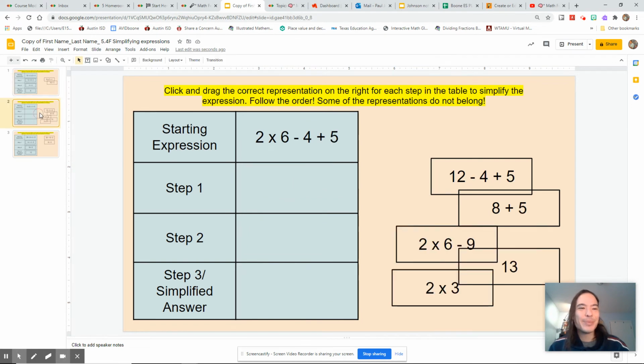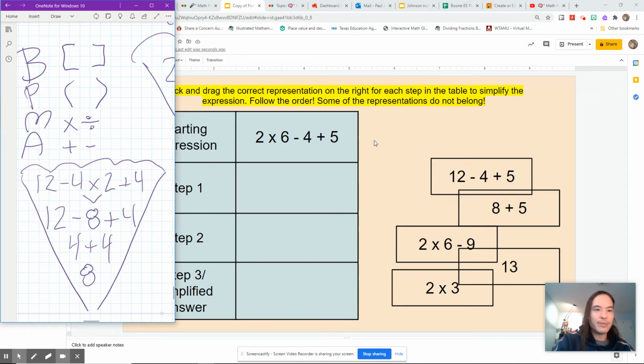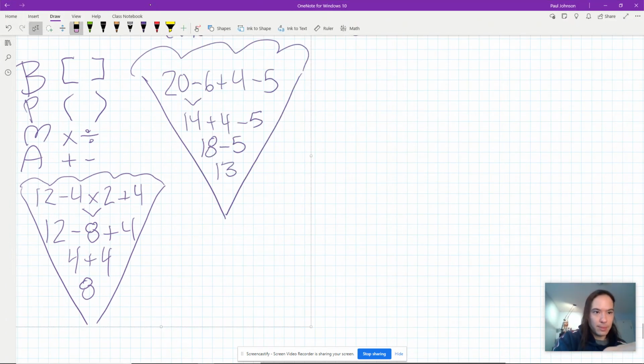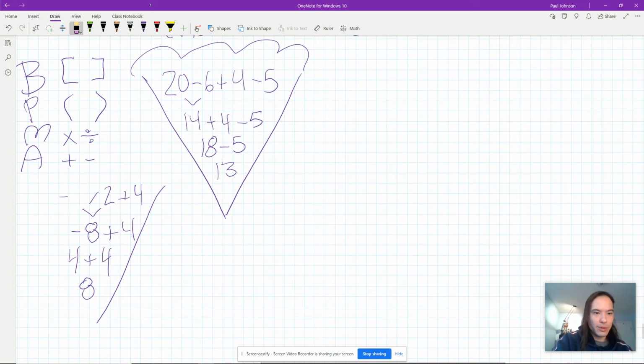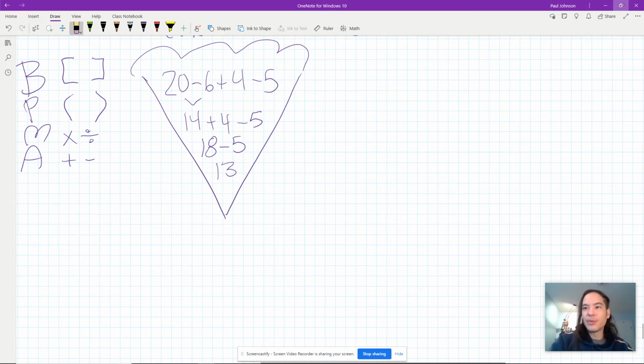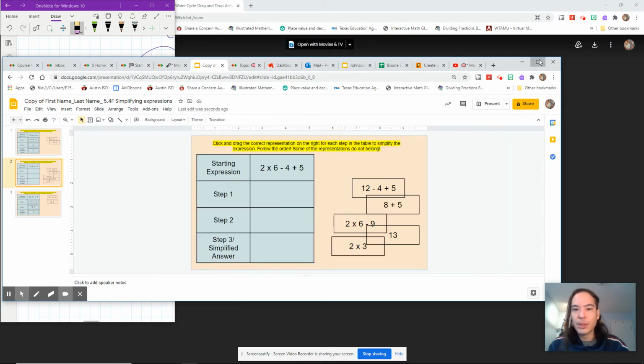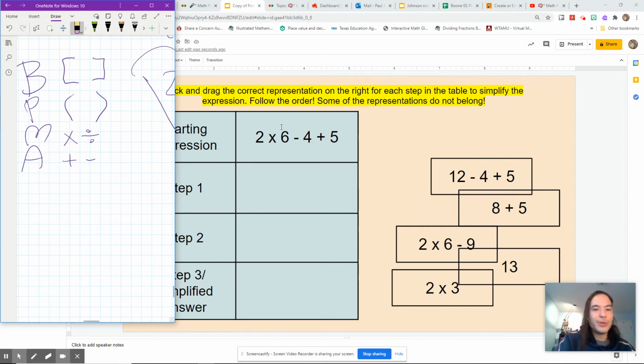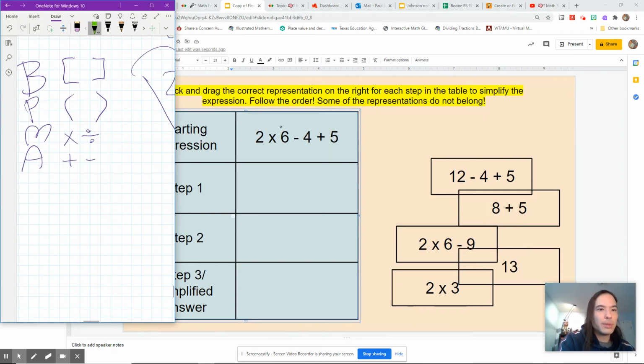All right. Last page. So got 2 times 6 minus 4 plus 5. I'll do the problem on here again. Okay, so once again, we're looking at the expression, and it's an expression because there is no equal sign. We're looking at the expression 2 times 6 minus 4 plus 5.